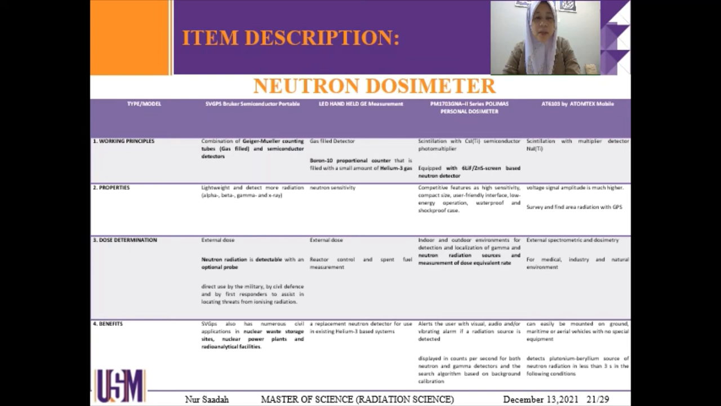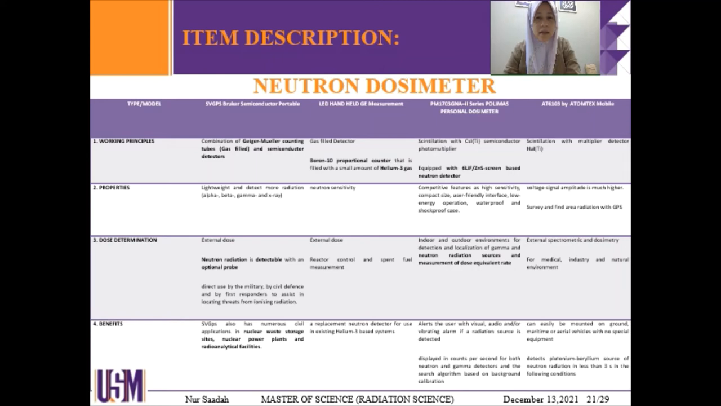Direct use by the military, by civil defense, and by first responders to assist in locating threats from ionizing radiation. The benefit for the detector, as with GPS, also has numerous civil applications in nuclear waste storage sites, nuclear power plants and radioanalytical facilities.